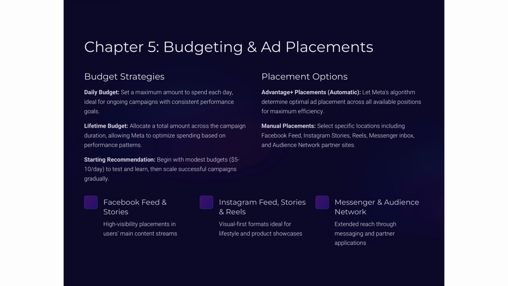Budgeting and ad placements are crucial for campaign success. Use daily budgets for consistent goals and lifetime budgets for optimized spending. Start with $5 to $10 per day to test, then scale. Advantage Plus placements leverage Meta's algorithm for efficiency, while manual placements allow targeting specific locations like Facebook feed, Instagram stories, and Messenger for high visibility and extended reach.